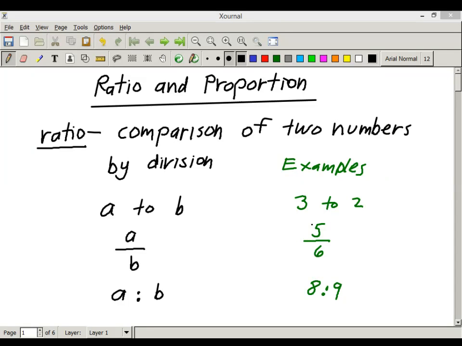All right, welcome back, everybody, to a new unit. This unit is on similar figures, and we're going to need to brush up on ratio and proportion because that's used throughout the chapter. So we'll start out with ratio.